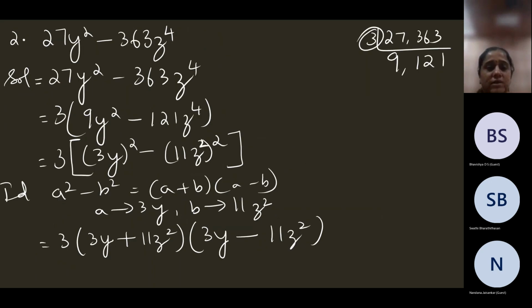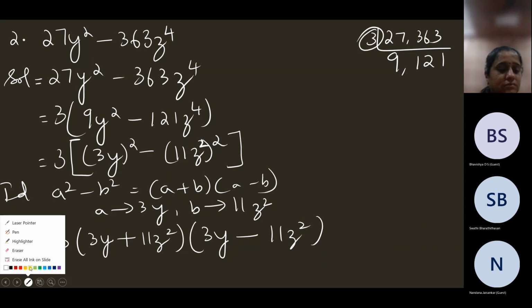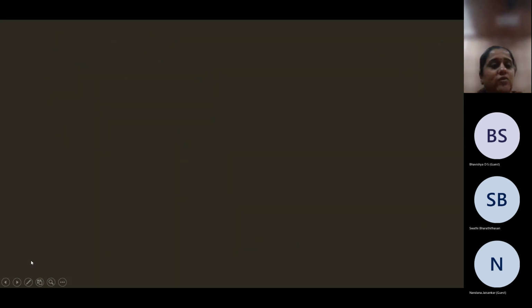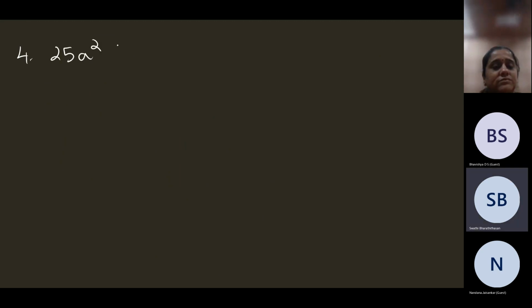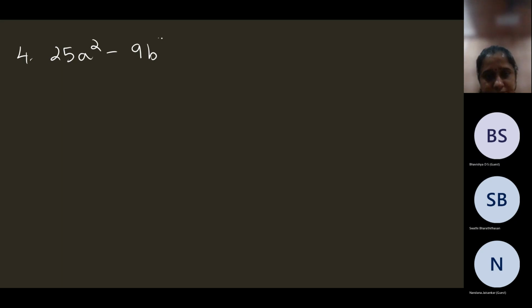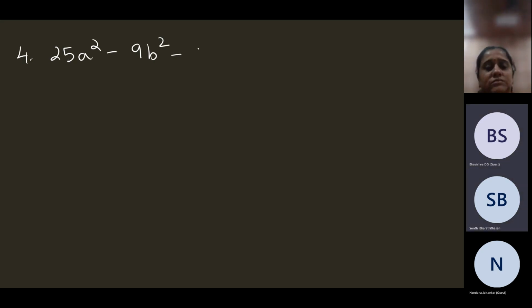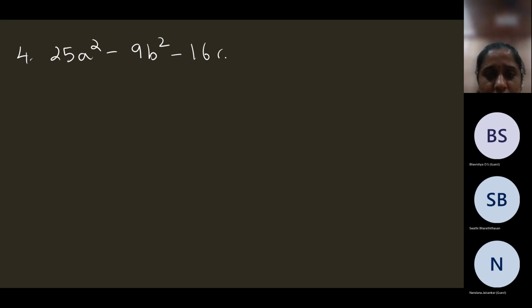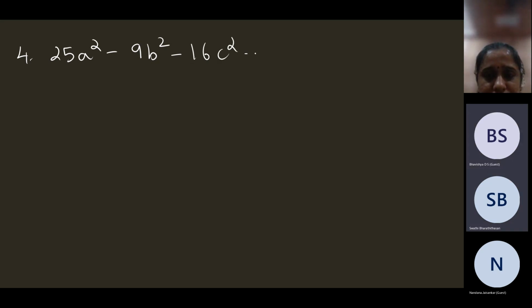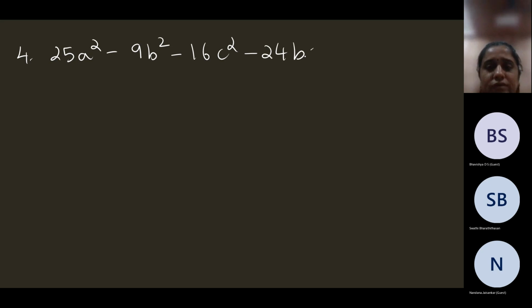All right. One more. What's the fourth one? Ma'am, 25A square minus 9B square minus 16C square minus 24BC, ma'am. Okay. Very good.